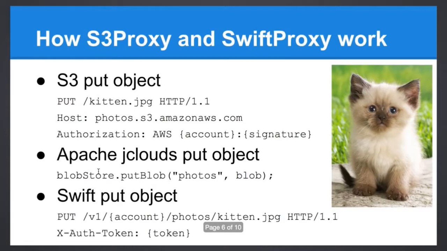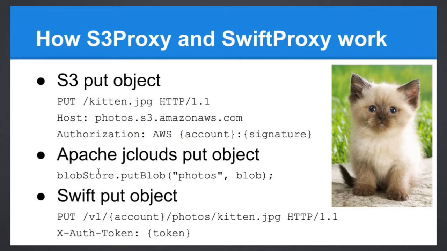And I'd like to walk through a simple example of how this works. So imagine you have this adorable kitten that you want to upload to the cloud because it's so adorable that it needs to be shared with everyone. When your application issues an S3 REST call, it does an HTTP PUT with that verb. Amazon puts the container name, let's say you named it photos, in the host header. And then the object name is in the HTTP path.